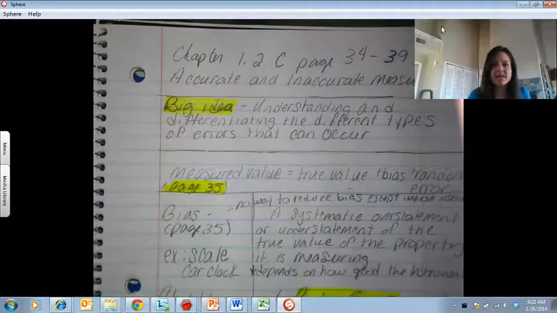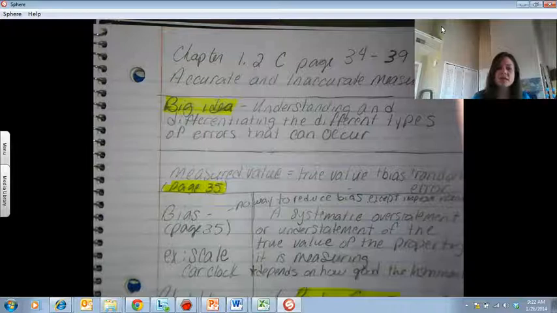The last section in 1.2, 1.2c, pages 34 through 39, we're looking at accurate and inaccurate measurements. All of chapter 1.2 is about measurements, and we've gone through a lot of it, and now we're going to talk about errors in those measurements. The big idea here is understanding and differentiating the different types of errors that can occur with your measurements.